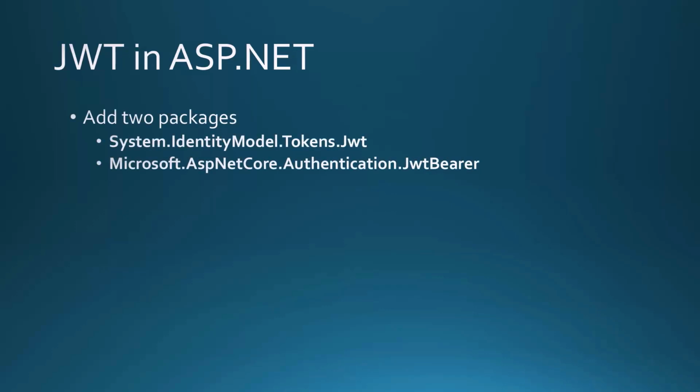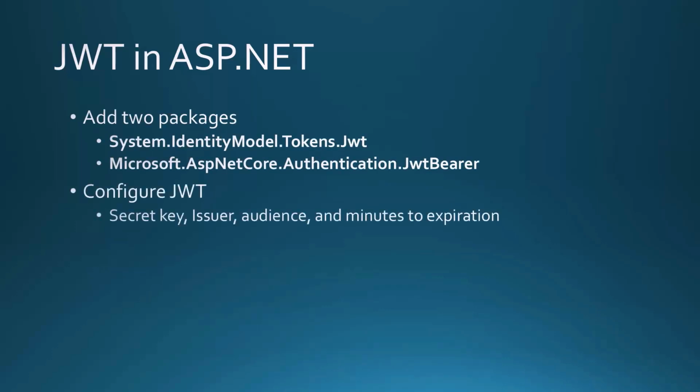system.identitymodel.tokens.jwt, and Microsoft.ASP.NET Authentication.jwt bearer. You're then going to have to set up some configuration items for JWT. We're going to need a secret key, an issuer, an audience, minutes to expiration. We can put all of this into our app settings file.